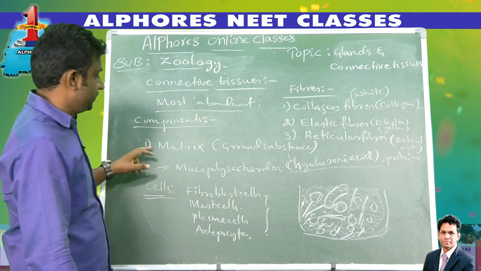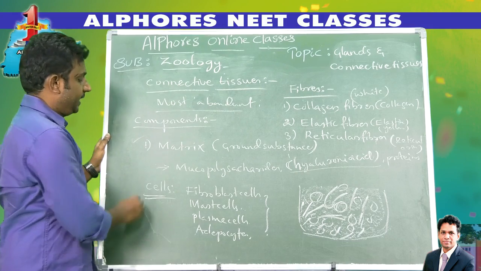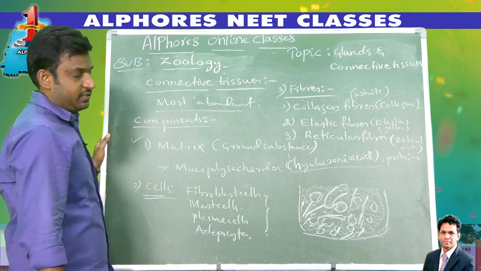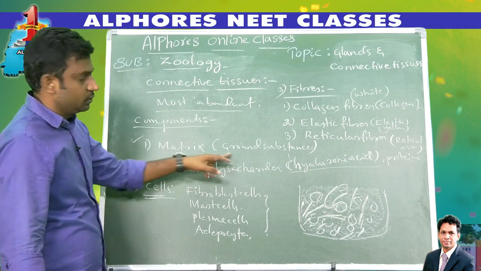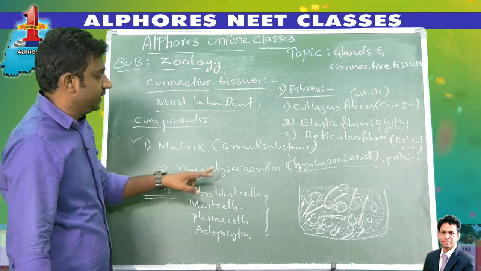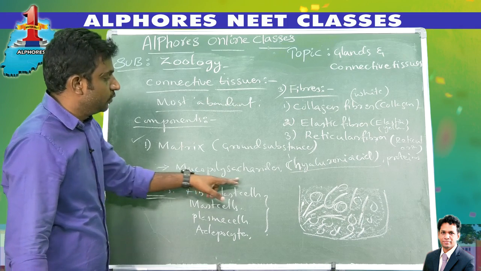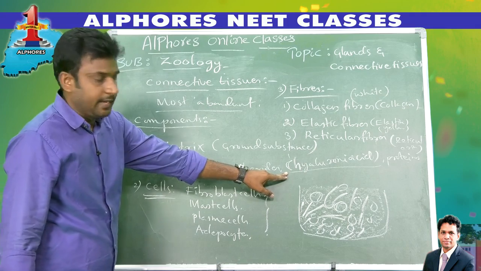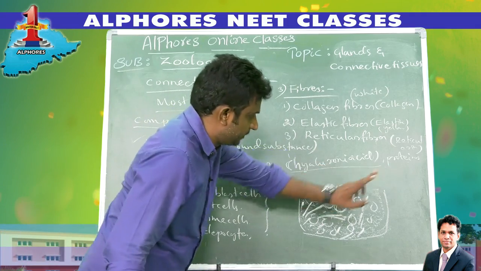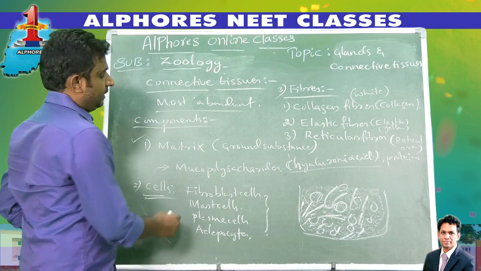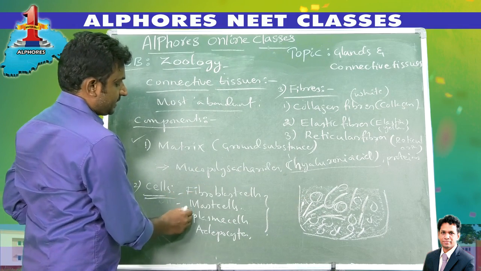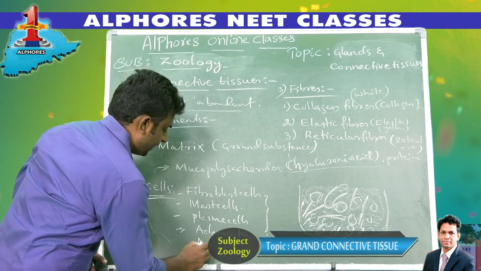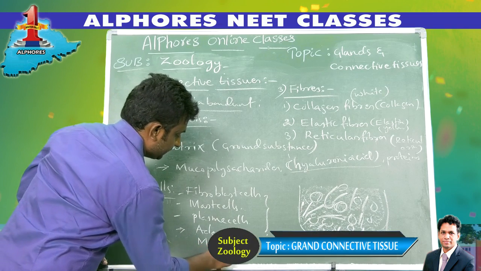Components of the connective tissues are the matrix, which consists of the cells, and also it consists of fibers. So matrix is a ground substance. It is a ground substance which is made up of mucopolysaccharides. So mucopolysaccharide is hyaluronic acid, and also it consists of proteins. Next, cells. Cells are fibroblast cells, mast cells, plasma cells, and adipocytes. And some other macrophages are also present.